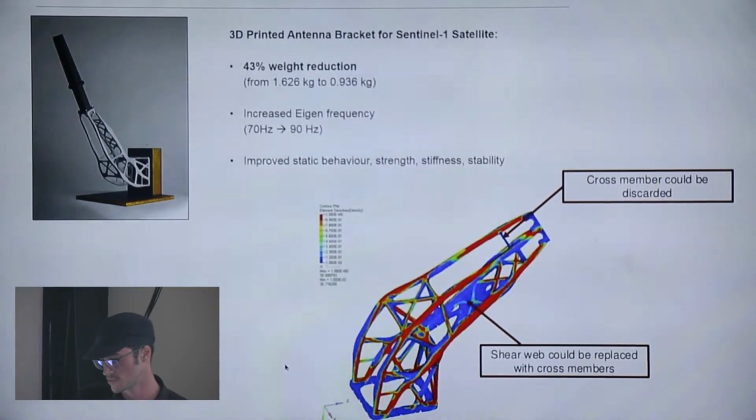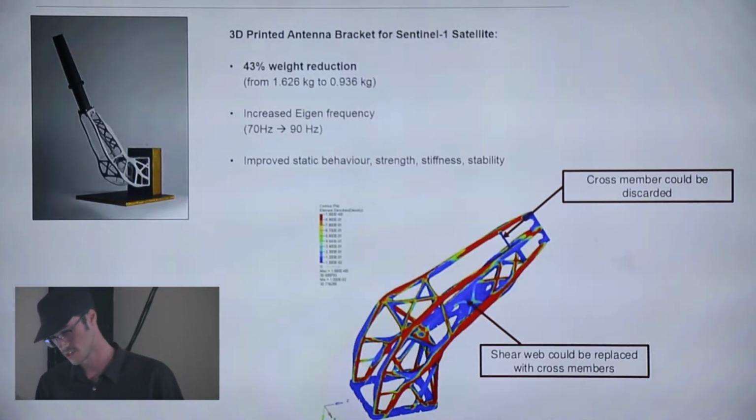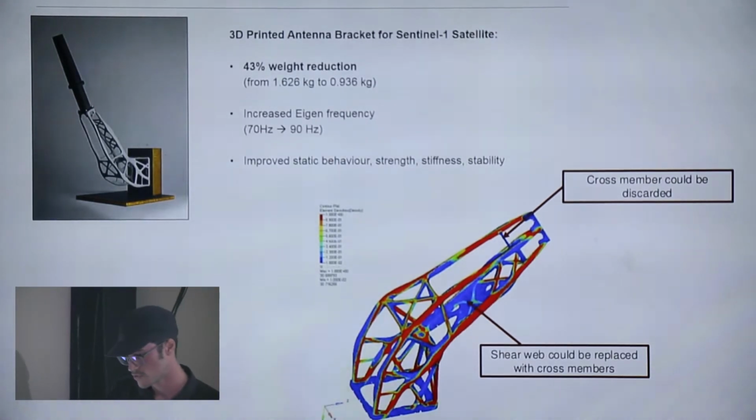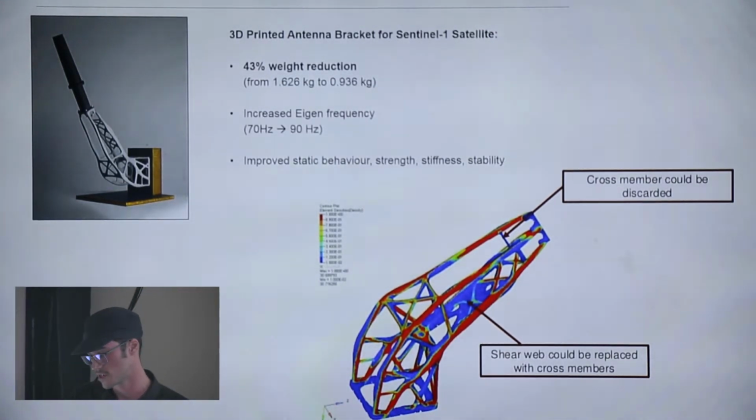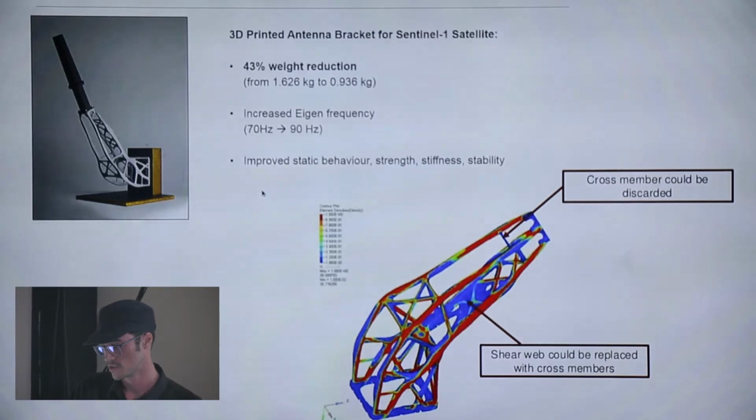So this is probably one of the most famous examples. There's an ESA Sentinel Sat-1. This thing holds an antenna, and they ended up getting a 43% weight reduction. And so this is first modal frequencies.